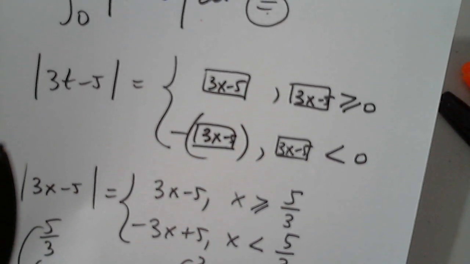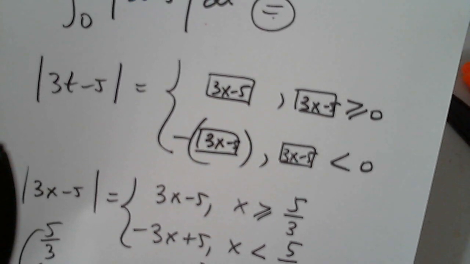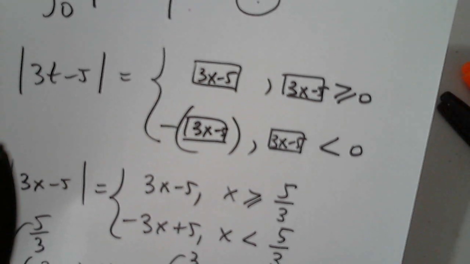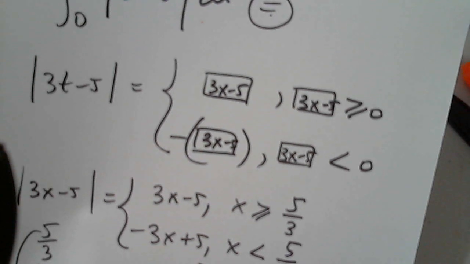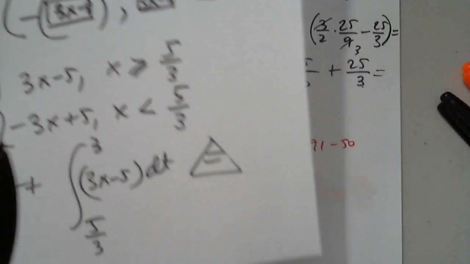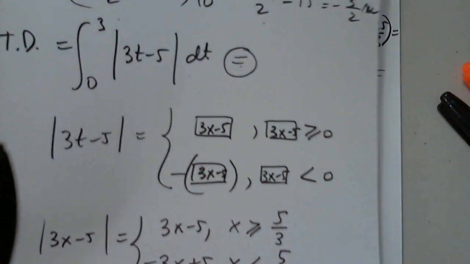from 5/3 through 3, and 3x minus 5 dx, of course. So now when I hit enter, I should get this 41 over 6, and I'll check what 41 over 6 is. So 41 divided by 6. And if I don't get the same gibberish, then I know something is wrong, and I have to go back. But I get the same thing. So that was correct. So that was the total distance.